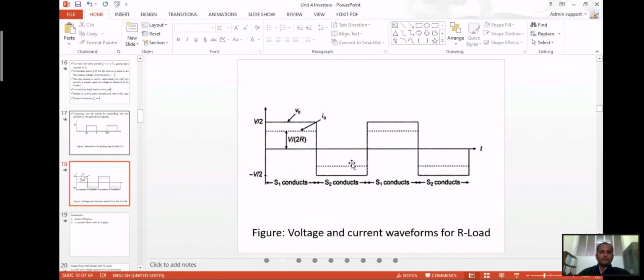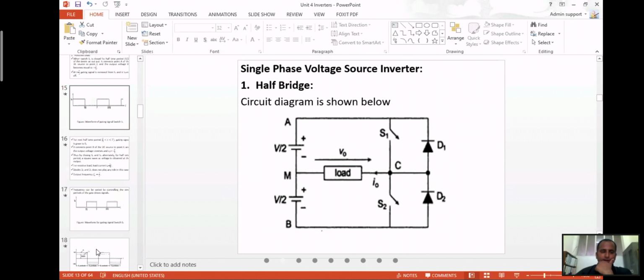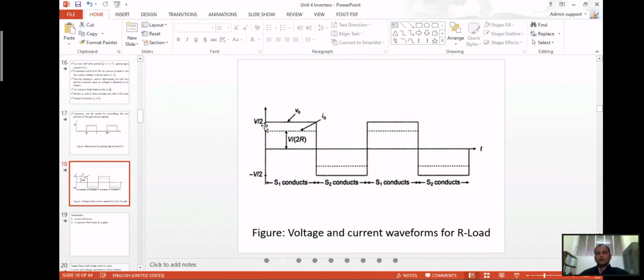So this is the total voltage when S1 is conducting. The switch S1 is conducting during the positive half. So at one half, when S1 is conducting, the voltage will be V by 2. During the negative half, the voltage will be minus V by 2. If you see, S2 is conducting, so the voltage will be minus V by 2.